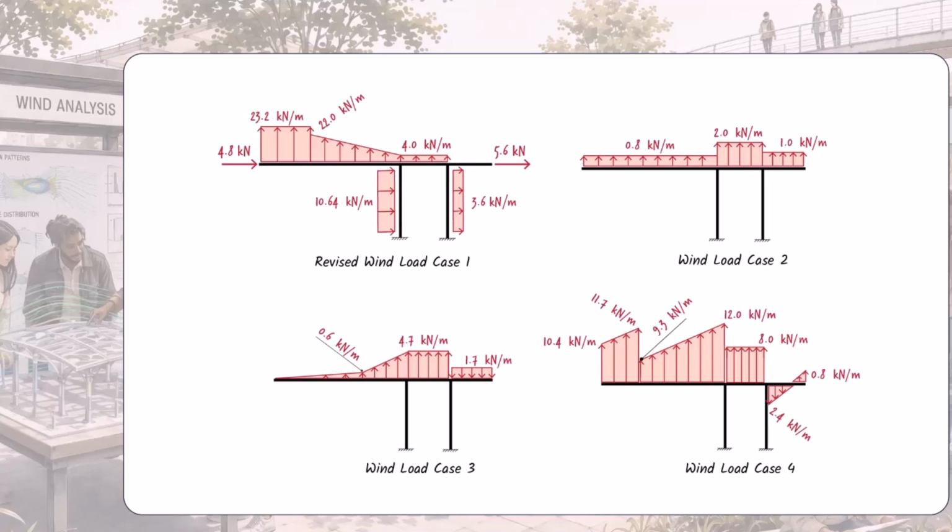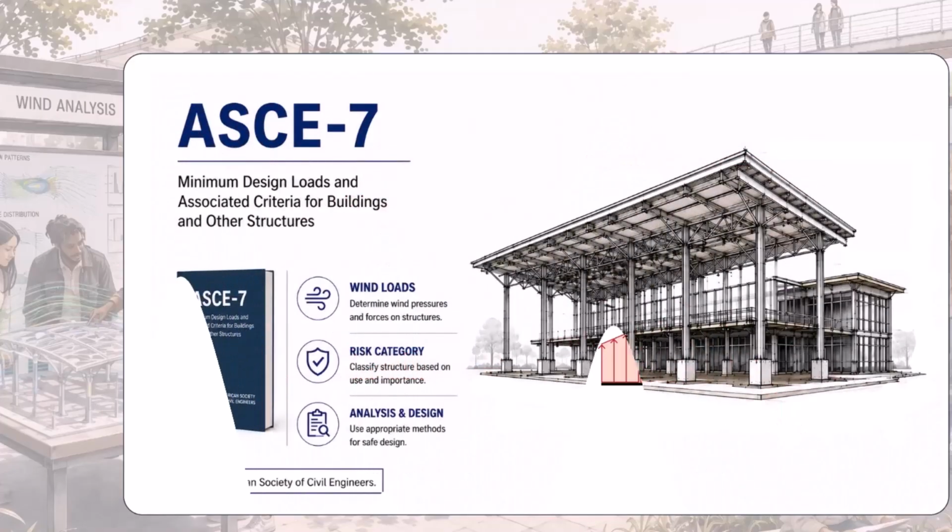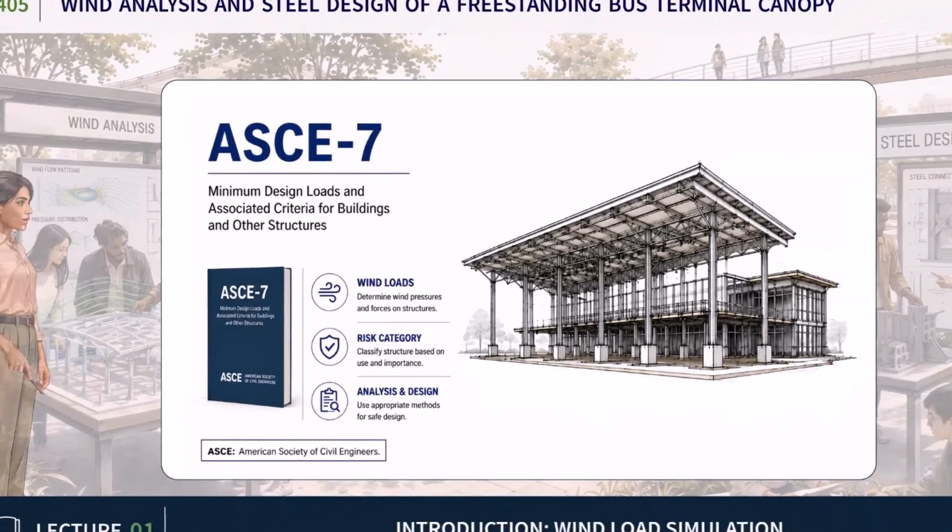Although simulations are powerful tools for understanding wind behavior, the final design loads must be determined in accordance with the applicable building code, in this case, ASCE 7. Simulations can supplement our understanding of the wind response, but they cannot replace code-based design calculations. In the next lecture, we will begin applying the ASCE 7 provisions to calculate the wind loads on the canopy.